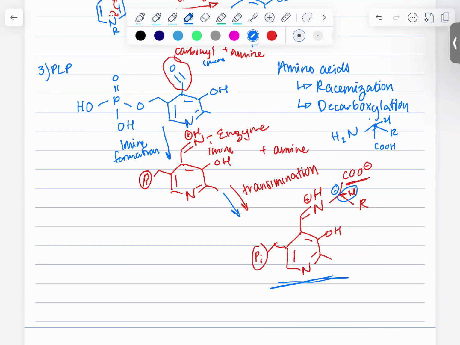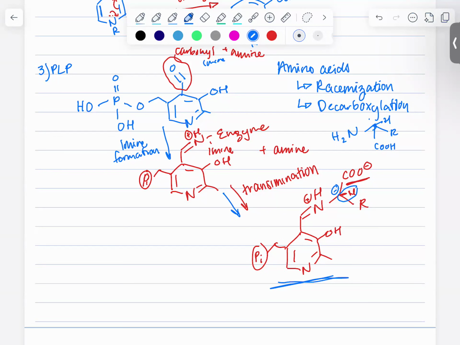PLP, when it's biosynthesized, has the carbonyl group. It then does the imine formation to the enzyme that will use it. And that is the way of the enzyme being like, I'm going to need you, I'm going to hold on to you. So then it will release it to do the chemistry, but at the end, after you've done your chemistry, the way that we release our amino acid and release PLP is by doing a transamination again back onto the enzyme.